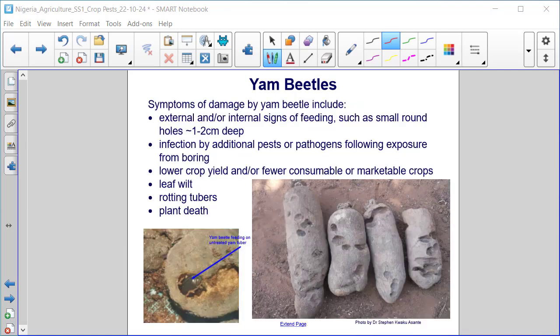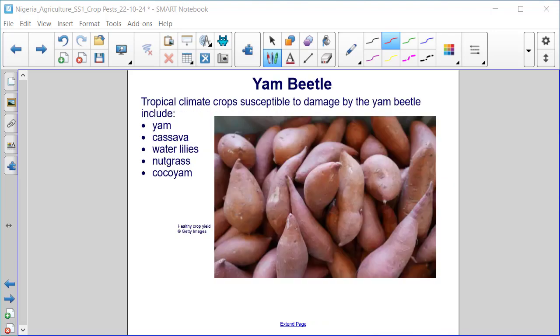Symptoms of damage by yam beetle include external and/or internal signs of feeding, such as small round holes approximately 1 to 2 centimeters deep, infection by additional pests or pathogens following exposure from boring, lower crop yield and/or fewer consumable or marketable crops, leaf wilt, rotting tubers, and plant death. Tropical climate crops susceptible to damage by the yam beetle include yam, cassava, water lilies, nutgrass, and cocoyam.